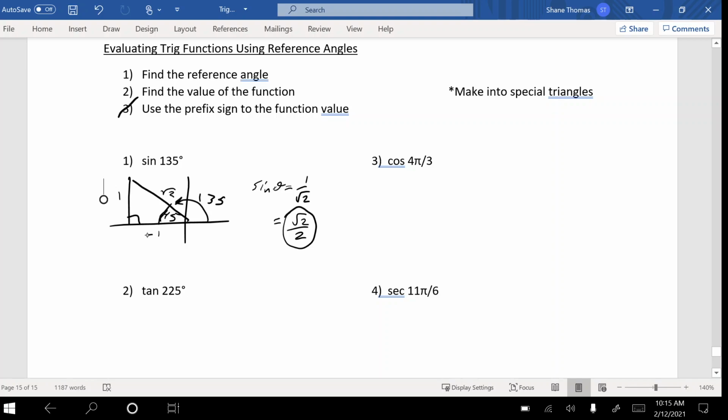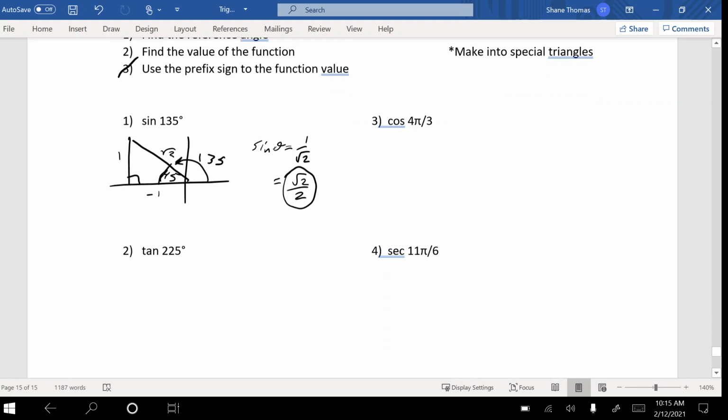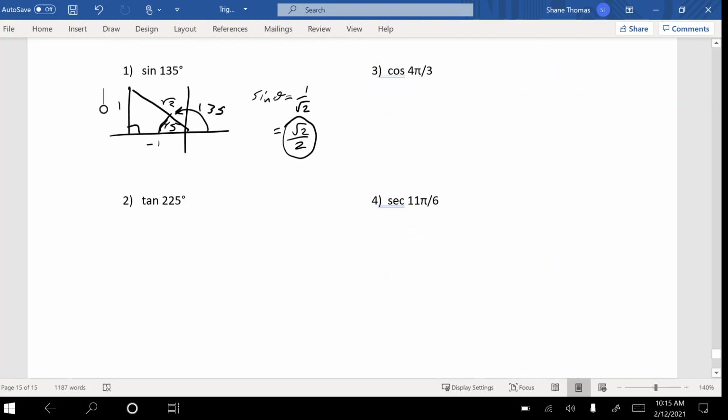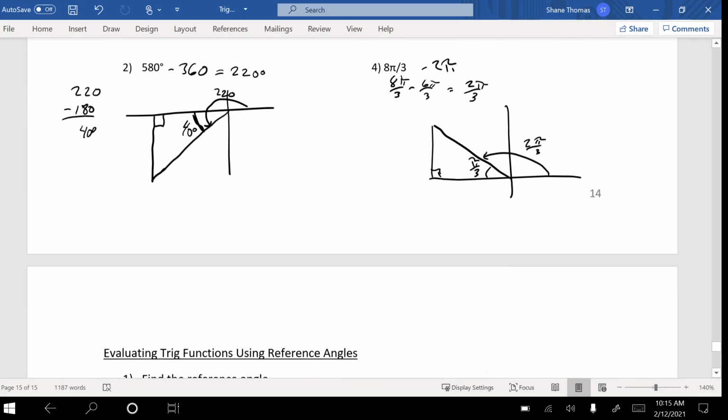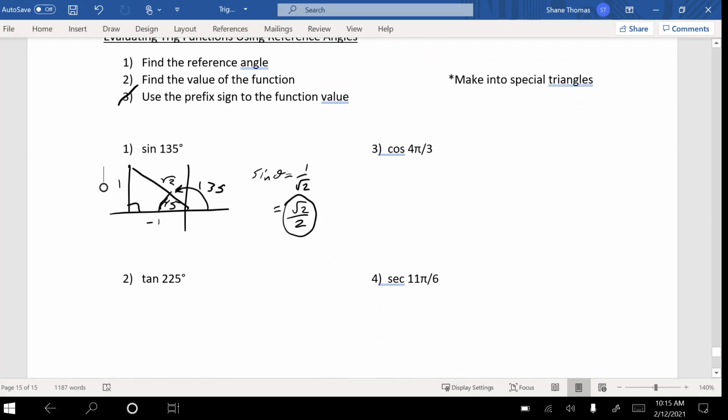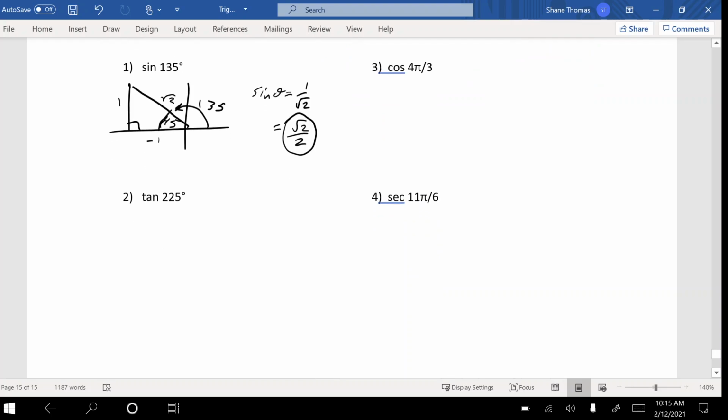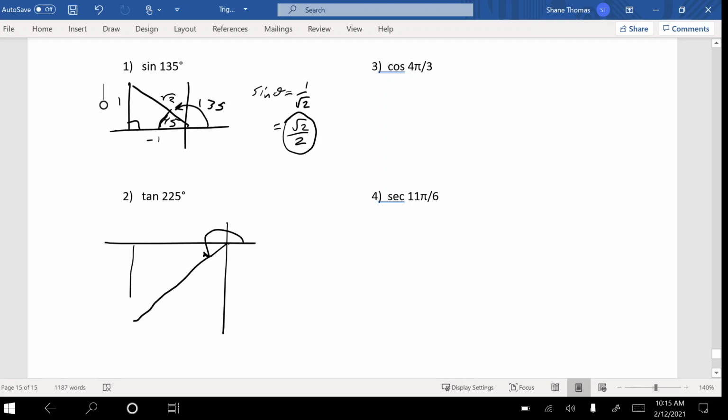All right, let's go to 225. So 225, what quadrant is that going to be in? Quadrant 3, correct. Did we just do this on 135? Okay, so we're close. All right, this one's in quadrant 3, down in here. I have to take it back to my x-axis.